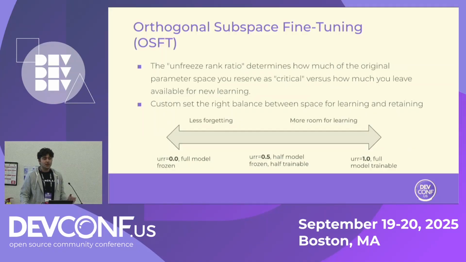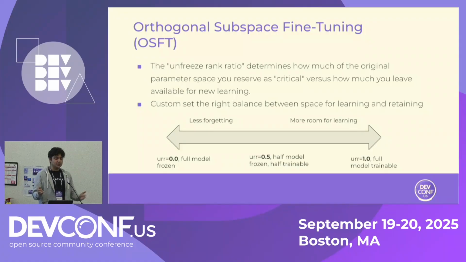So what you do in practice is there's a field, an unfreeze rank ratio. This is going to determine how much of the original parameter space you reserve as critical and how much you leave available for new learning. So this is kind of a balancing act that you have the power to set yourself. For example, if you set this unfreeze rank ratio all the way to 1, then you're back to doing regular supervised fine-tuning. All of your weights are unfrozen, you're updating your full model, you're giving the model maximum capacity to learn the new task at the risk of forgetting a lot of information.